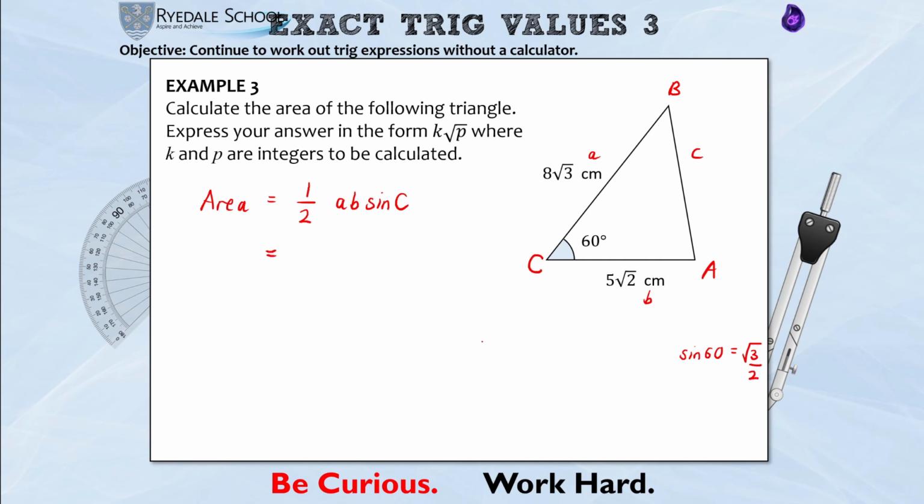So all I'm going to do now is just substitute everything into my formula. There's going to be some surds in there, so we're going to be manipulating surds, and we'll see how we get on. So we have a half, and I'll punctuate it with times signs. A is 8 root 3. We have B, which is 5 root 2. We have sine C, which is root 3 over 2.